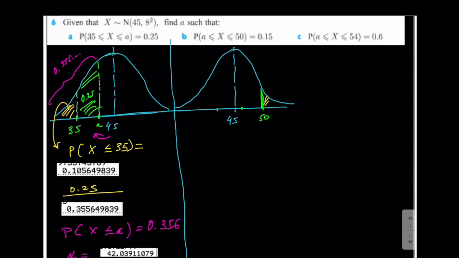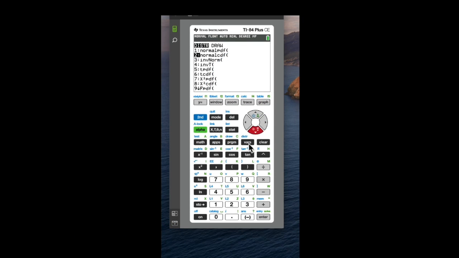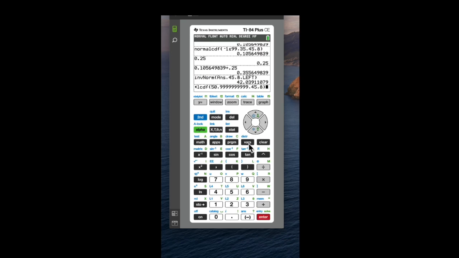I'm going to calculate this area here. So let's calculate this area. This area is the probability of x greater or equal than 50, or greater than 50, makes no difference. So let's do this on the calculator. It's normal CDF, and we start at 50 and go to the right side. It's going to be 9999999. 45 is the mean, and the standard deviation is 8, and we find that this area is 0.26.